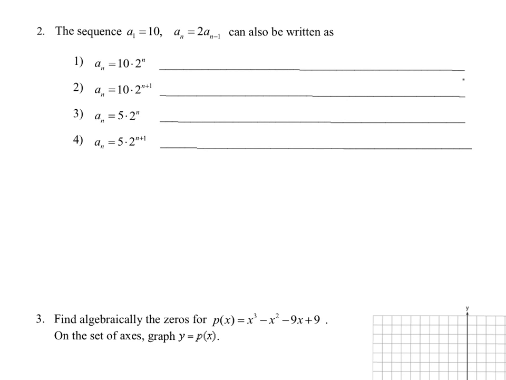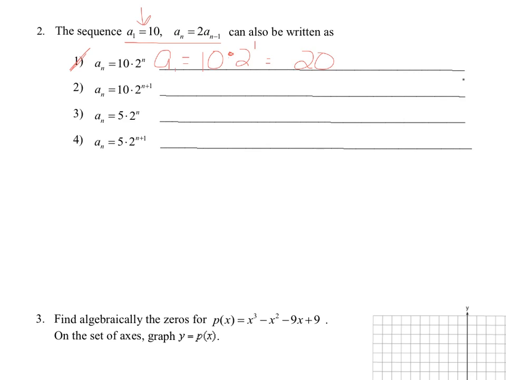In this problem, we have a sequence defined recursively, and we want to decide which explicit sequence also matches that sequence. So looking at the first one, I'm basically just going to evaluate a sub 1 for each of the formulas to check to see which one works. So if I do a sub 1 for my first formula, that's 10 times 2 to the first because n is 1. So 10 times 2 is 20. And that does not have the correct a sub 1, so I'm just going to cross that out.